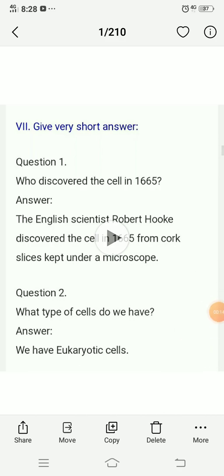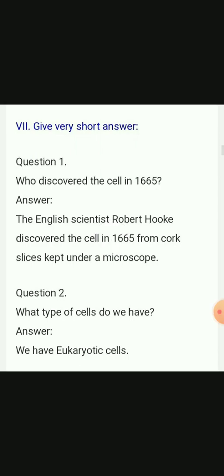Give very short answer. Who discovered the cell in 1665? Answer: the English scientist Robert Hooke discovered the cell in 1665 from cork slice kept under a microscope. Second, what type of cells do we have? Answer: we have eukaryotic cell.